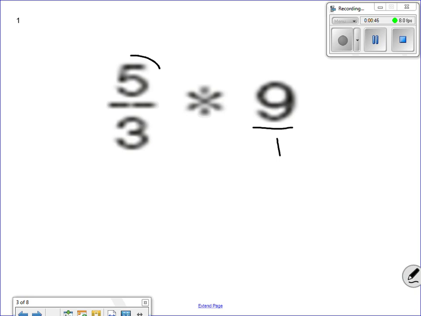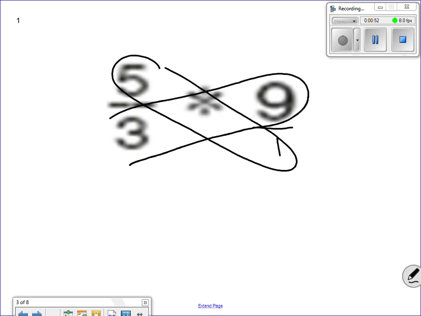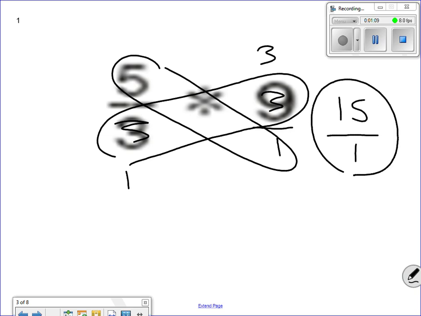Let's take a look. 5 and the number 1. Can we make those any smaller? We can't. 3 and 9. Can we make those any smaller? We can. We can make them smaller. What do we divide them both by? Divide them by 3. 3 divided by 3, we get 1. 9 divided by 3, we get 3. Now we can just multiply across. 5 times 3 is 15. 1 times 1 is 1. My answer is 15 over 1, which is also written as 15.